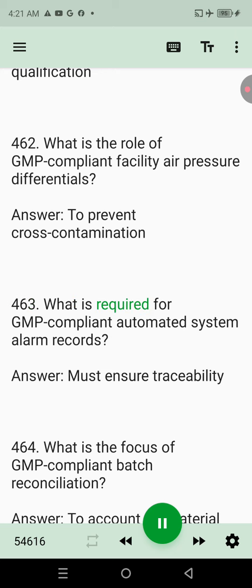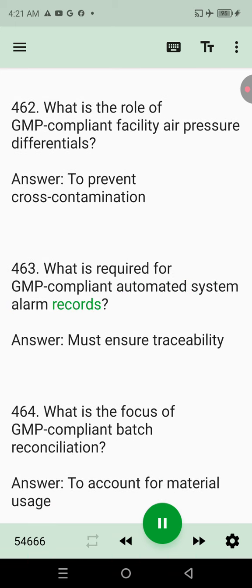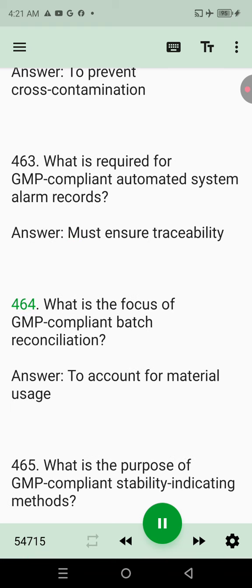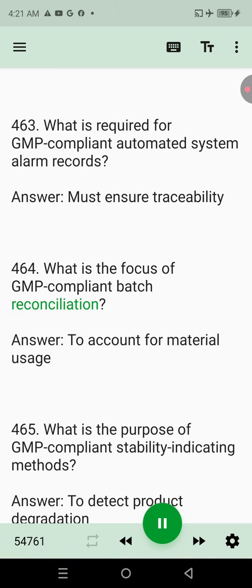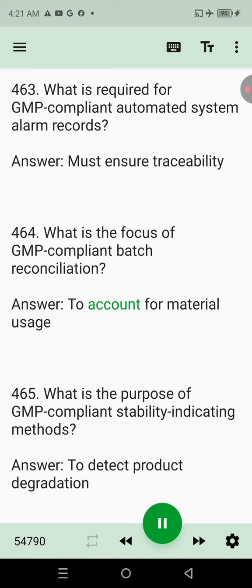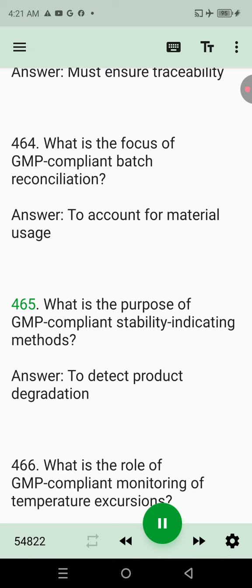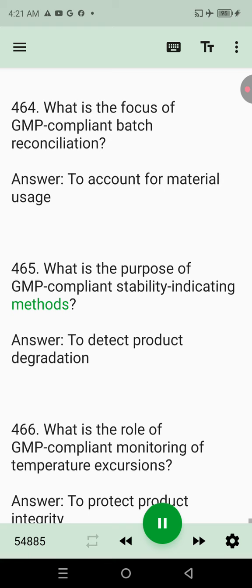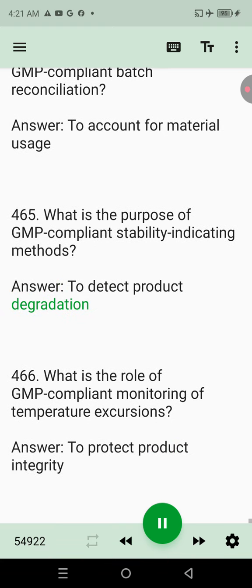463. What is required for GMP-compliant automated system alarm records? Answer: must ensure traceability. 464. What is the focus of GMP-compliant batch reconciliation? Answer: to account for material usage. 465. What is the purpose of GMP-compliant stability indicating methods? Answer: to detect product degradation.